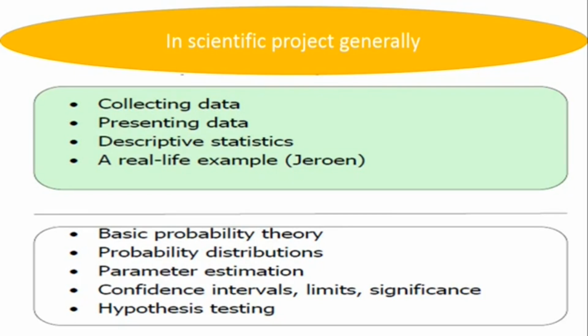Basic probability theory is what we need to master if we want to do descriptive statistics. You need to know probability distributions, parameter estimation, confidence intervals, limits, significance, and hypothesis testing. These are things you need to know in addition to descriptive statistics in order to go deeper into your analysis.